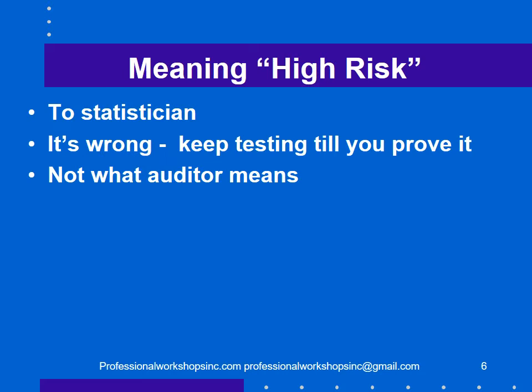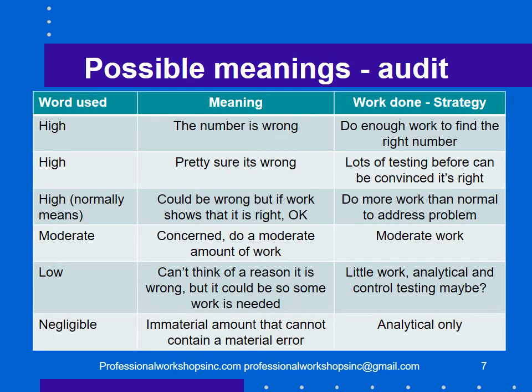Now, to a statistician, high risk probably means that you should keep testing until you find that it's wrong. And that's not what an auditor means when they say high. They mean it could be wrong, or maybe it's not, and testing will provide the answer. There are a number of different ways we can use the word high, and that's why it's important that we document what we mean in the audit program or the audit plan so carefully.